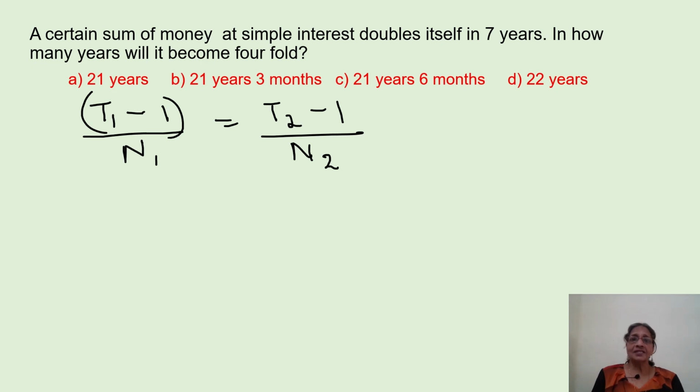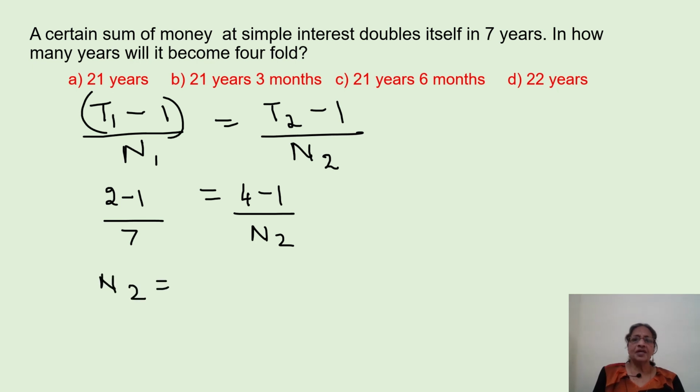Now when it doubles, it becomes twice. So I'll get 2 minus 1 upon number of years, which is 7. Fourfold is 4 times, and I need to find N2. Very simple. N2 would be 7 into 3, and this is 21 years. See what a shortcut method this is. We are using this formula directly.